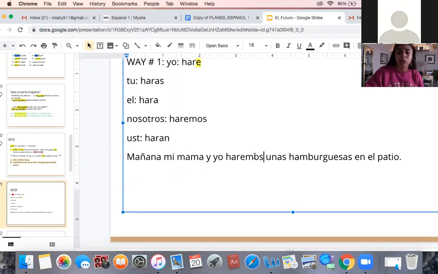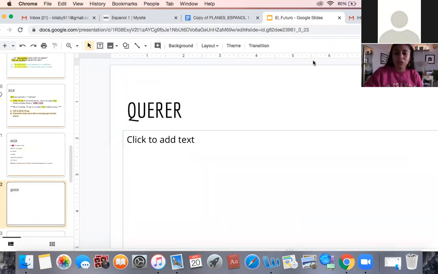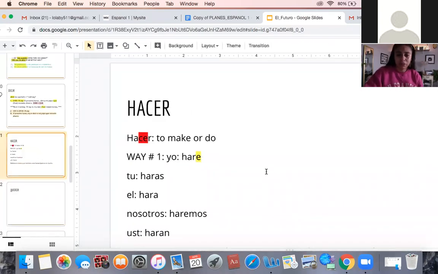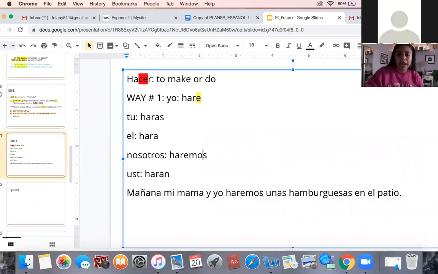And you can see I use haremos. I said haremos in the sentence. Dije haremos. Porque it's us, right? My mom and me. It's us. Nosotros. So that's why I use haremos in this case. So this is just one way you can use it. Okay, let's go on to way number 2.